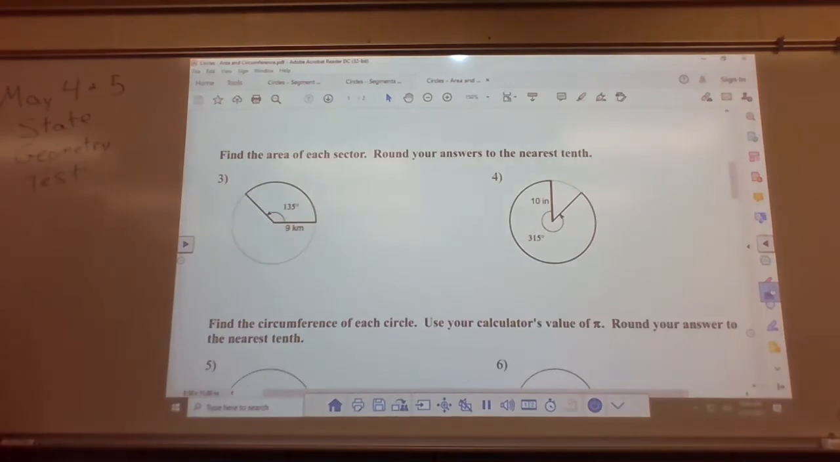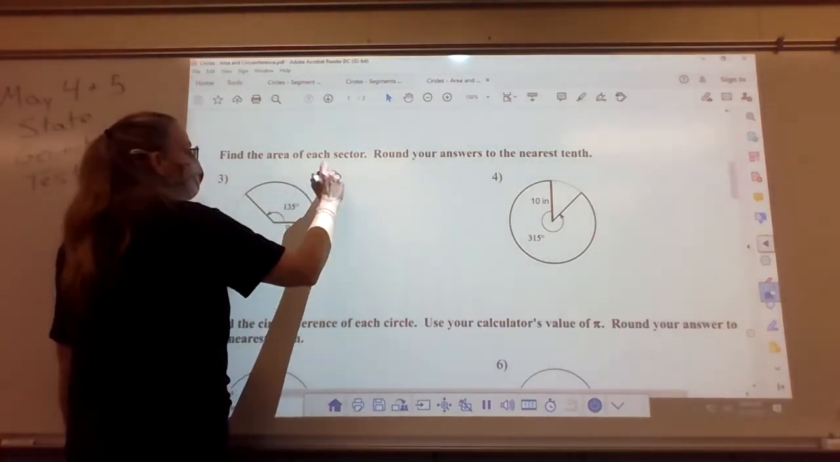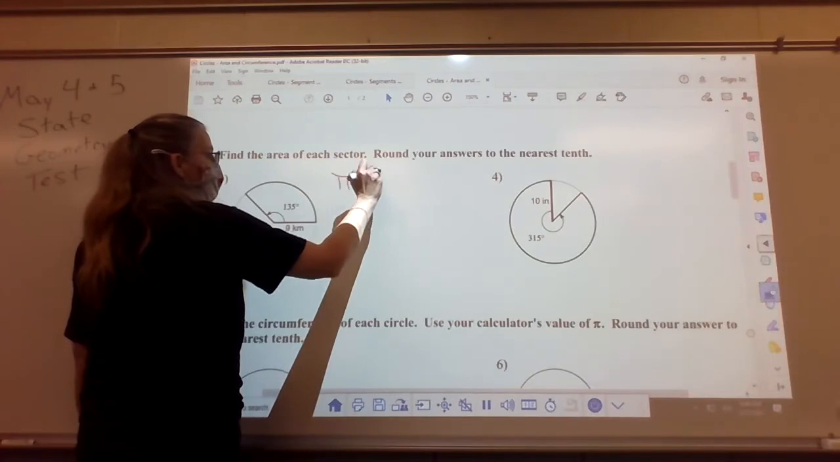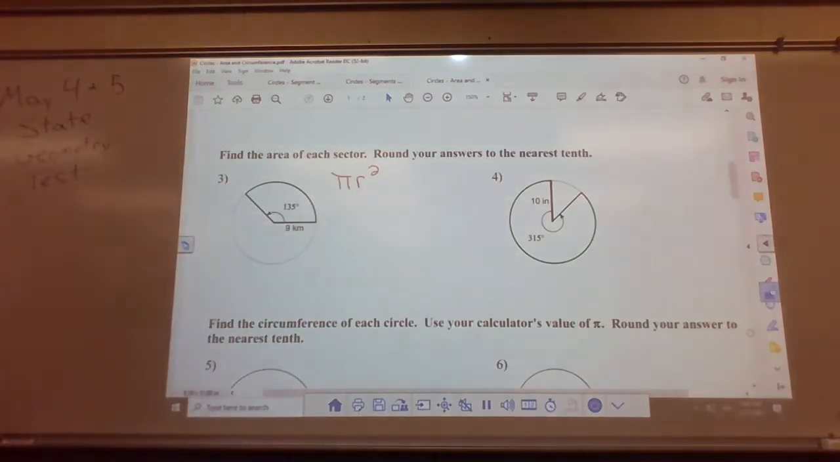Well, I still have to find area of the whole thing. So we're still going to do pi r squared. So that's the whole circle. But does anybody have any suggestions on how I might be able to find the area of just the piece that's kind of darkened in? Do you have any suggestions?